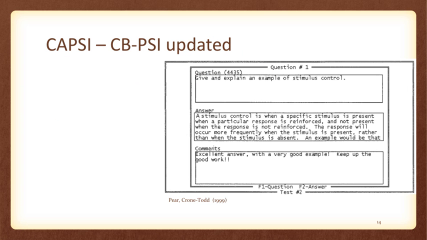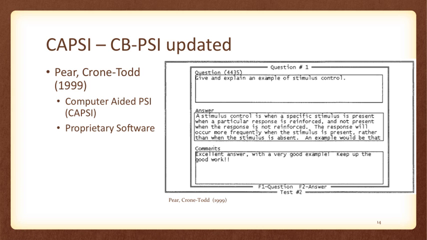And then Joseph Pear and Crone-Todd developed another one, which is basically CAPSI, computer-aided PSI. I tend to think of this as just computer-based PSI updated, because it's just updated to the current technology for the late 90s. So it was computer-aided, again, proprietary type software. You can see here this is a screenshot from the journal article where they presented this, and they've done quite a bit of research on it in terms of the technique they're using. And you can see what they're doing. Here's the question, you give an example, or you give the answer, and then somebody logs in and gives you the comments. So again, there's this sort of manual thing that you have to do with it.